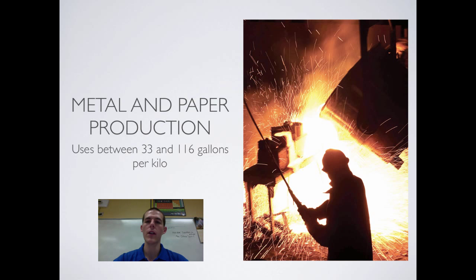And if we're going to do a quick comparison, there's a pretty broad range. For the production of paper, you use about 33 gallons of water per kilo of paper produced, and then you can take that and stretch it all the way up to copper that uses 116 gallons of water per kilo to produce. So depending on what you're making, you're going to use more or less water, and like I said, in the metal and paper production industry, you're going to use water for a bunch of different things.